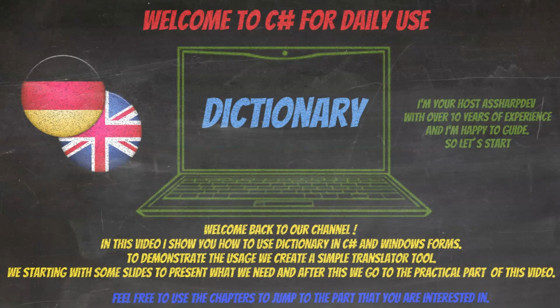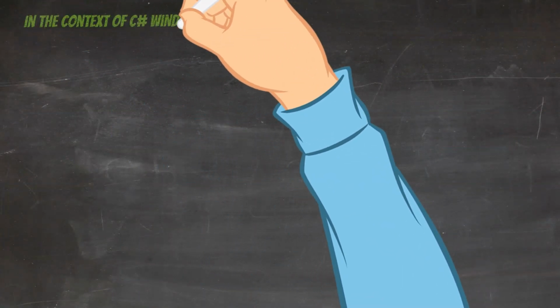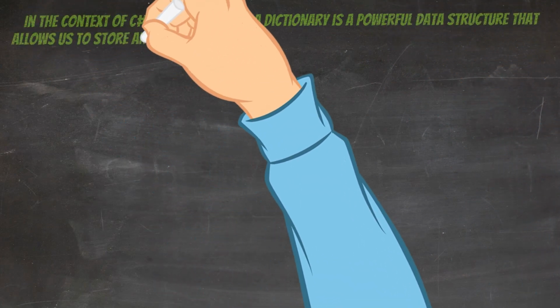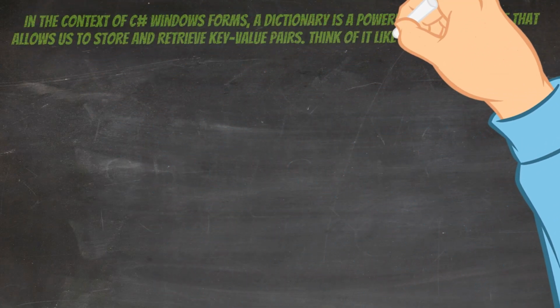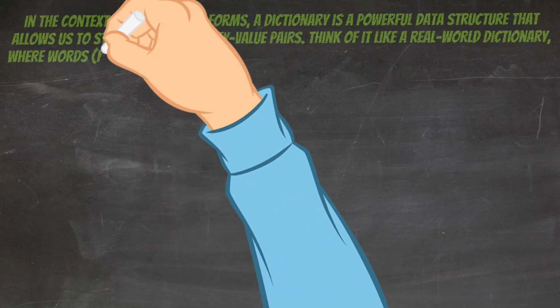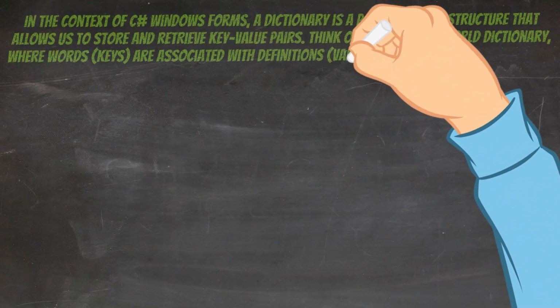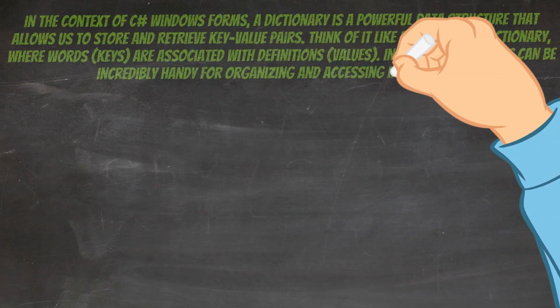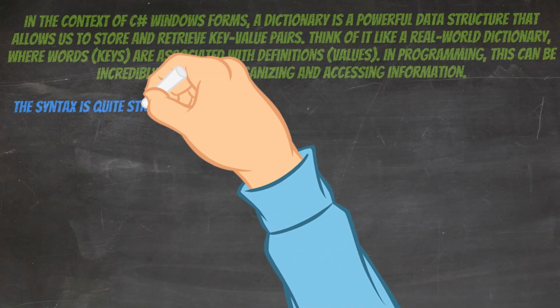So let's start. In the context of C# Windows Forms, a dictionary is a powerful data structure that allows us to store and retrieve key-value pairs. Think of it like a real-world dictionary, where words, keys, are associated with definitions, values. In programming, this can be incredibly handy for organizing and accessing information.